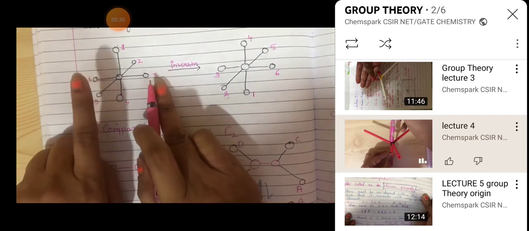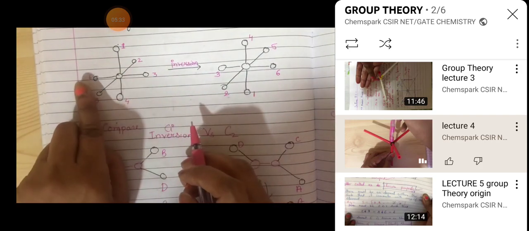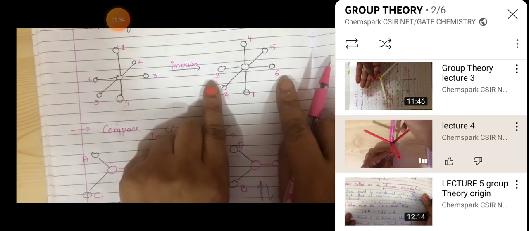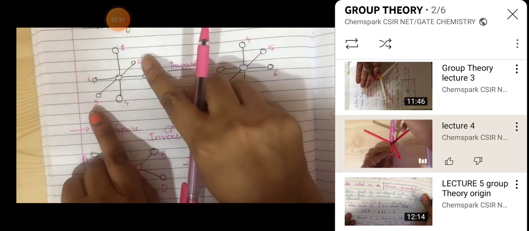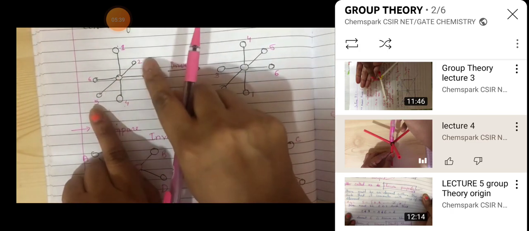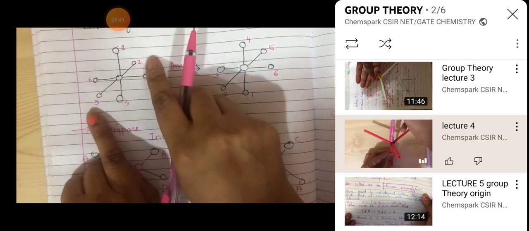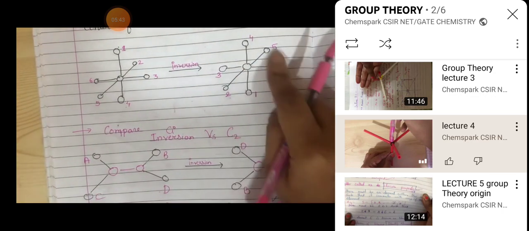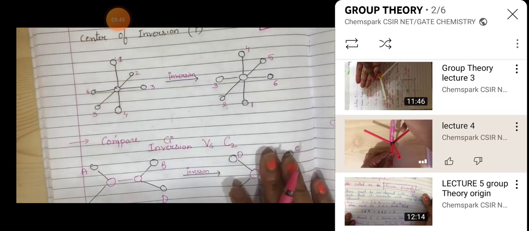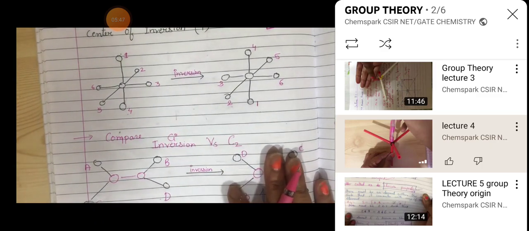Similarly to 3 and 6 also, the 3 will be inverted at this position, 6 will be inverted at 3 position. Here you can see that. And same with 2 and 5. So 2 will be inverted at this position, 5 will be inverted at this position, as you can see in this. Okay, so center of inversion is very simple to understand.